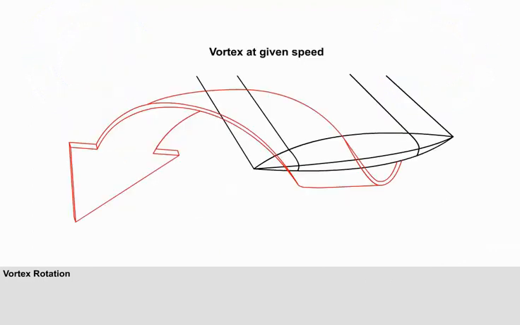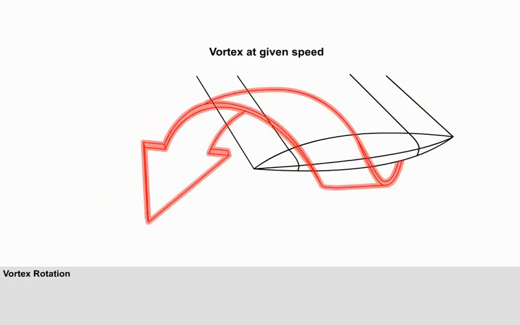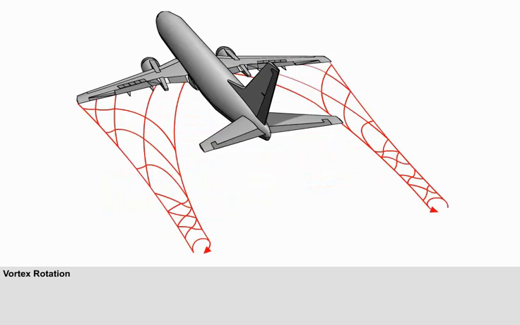In a more pictorial representation, the change of vortex form and strength with speed is shown on the screen. The general pattern of the vortices is also shown.